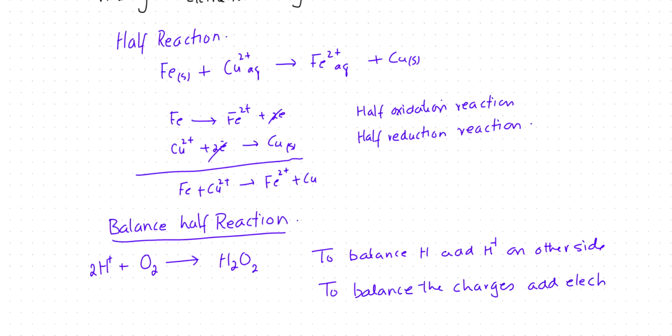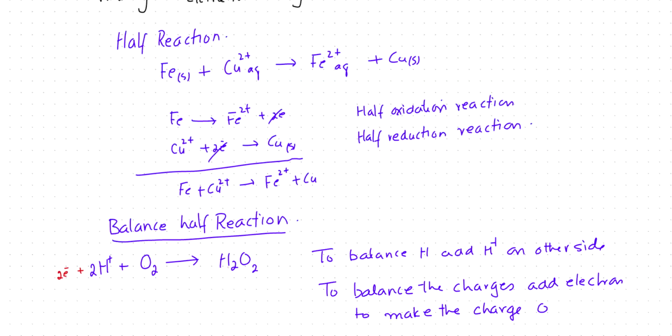To make the charge 0. So here there is no charge on the right side. Left side we have two positive charges. So to cancel these two positive charges, we add two electrons. Two positive, two negative, the charges are cancelled. Now the equation is balanced: two hydrogens, two hydrogens, two oxygens, two oxygens.